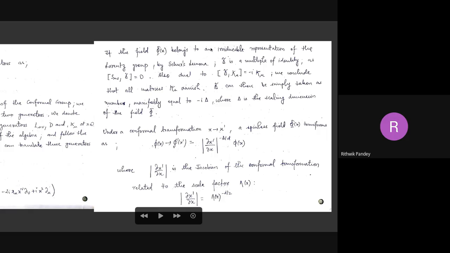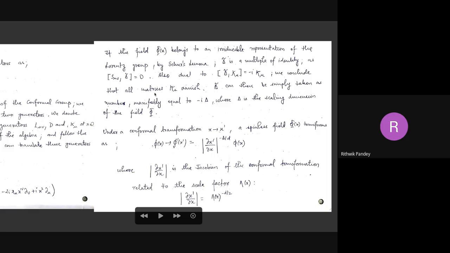So if phi of x belongs to an irreducible representation of the Lorentz group, by Schur's lemma, delta tilde is a multiple of the identity, as this commutator is 0. So delta tilde is some constant times an identity matrix. But we also have the commutation relationship delta tilde comma kappa mu is equal to minus i kappa mu. So we conclude that all matrices K mu, because delta tilde is just an identity matrix times something, the commutator of this thing should be 0.